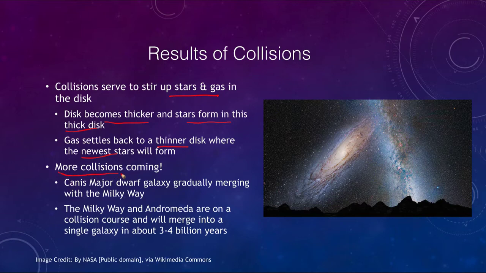There are more collisions coming. What we see is that the Canis Major dwarf galaxy is gradually merging with the Milky Way and will eventually become incorporated within the Milky Way itself. On a larger scale, the Milky Way and the Andromeda galaxy are on a collision course and will merge together into a single galaxy in 3 to 4 billion years.